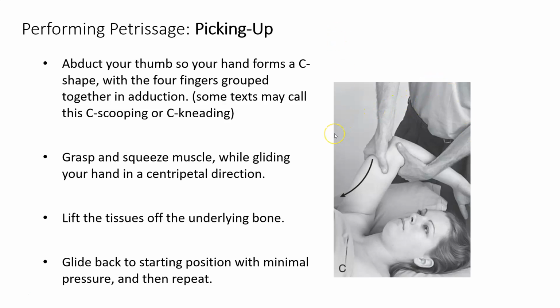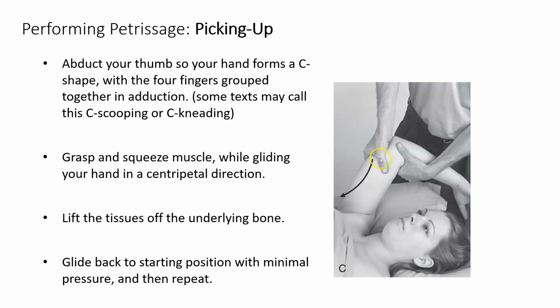Picking up: in this case, you're abducting your thumb so that your hand forms a C shape with the four fingers grouped together in adduction. So you've got the C shape between your thumb and the rest of your fingers. You can see the C shape here between the thumb and the fingers. This is why some texts call it C scooping or C kneading.